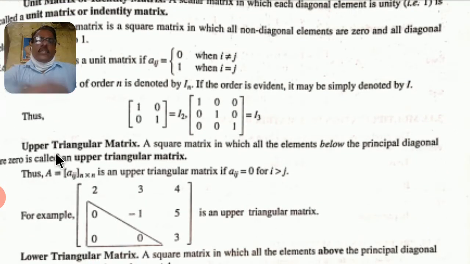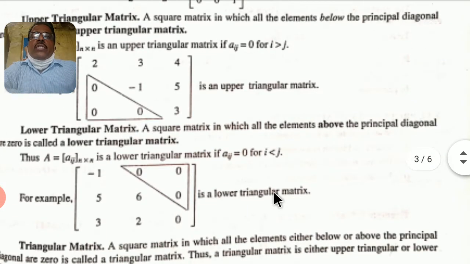Next comes upper triangular matrix. So upper triangular matrix means what? It is a matrix in which all the elements below the diagonal are 0. Okay, so now see here, this is a matrix, right? Now here, this is the diagonal. Now all the elements below this diagonal are 0. Okay, so it is denoted by the triangle of 0s. So therefore it is called an upper triangular matrix, only that the elements below the diagonal are 0.